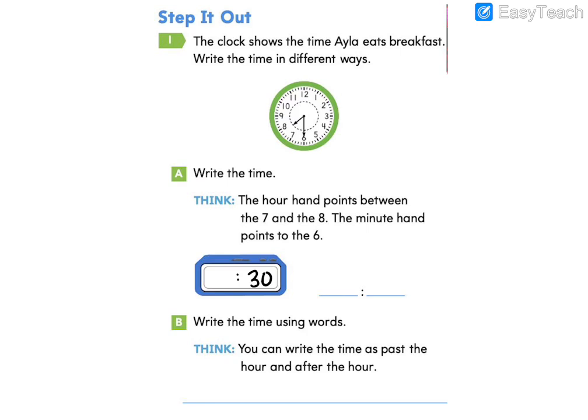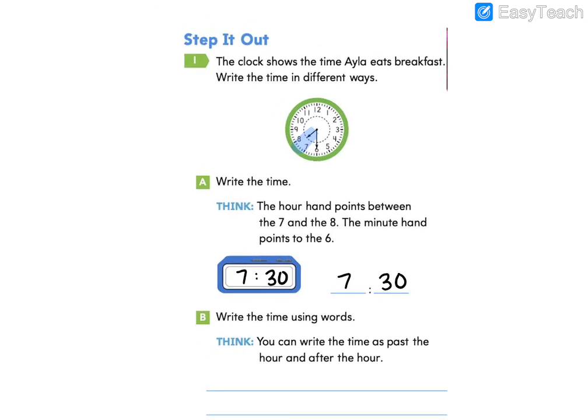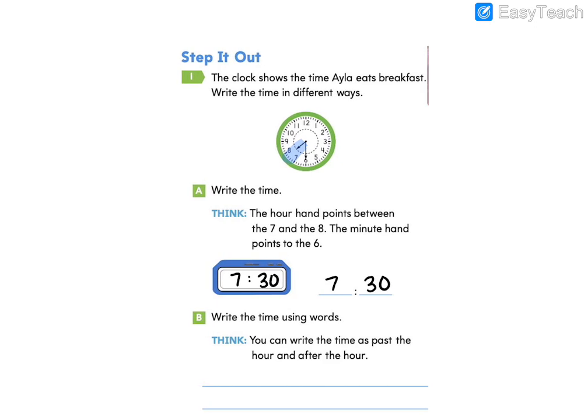If the hour hand is between 7 and 8, that means it's on its way to being 8 o'clock, but it isn't 8 yet. It's 7. So the time shown on the clock is 7:30. Now we're going to write this using words. Remember, we can say half past for 30 minutes. So it's half past 7.